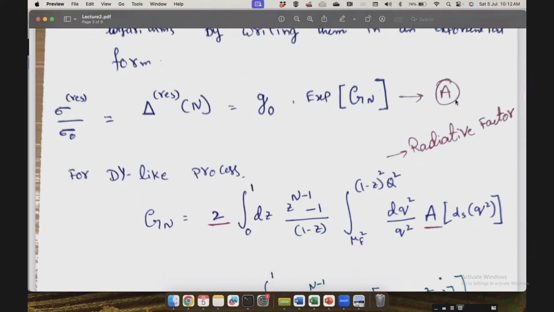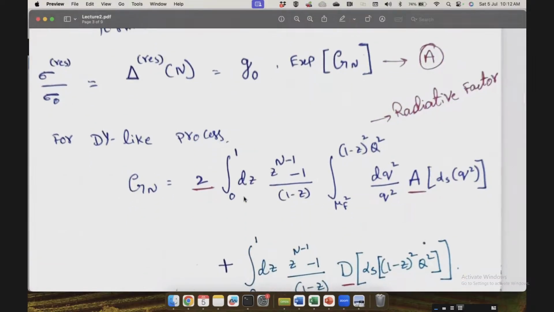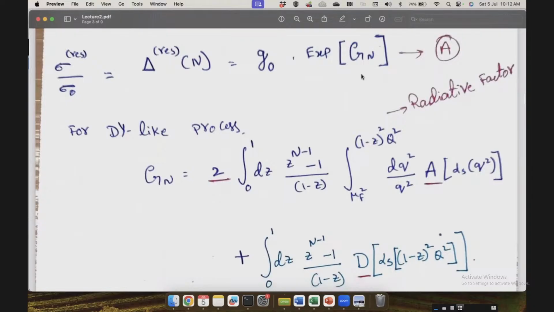The basic structure, the formula A, will always be the same. So for now, let us keep this formula A as the important thing for the rest of our discussion. For the De Leon process, the expression for this looks like this. From where has this Gn come up? Just by taking the Mellin transformation of these things, and you have a factor 2, and then this Mellin transformation formula, and what you are taking the Mellin transformation of is obtained by this famous term, what we call the Sudakov radiative factor.